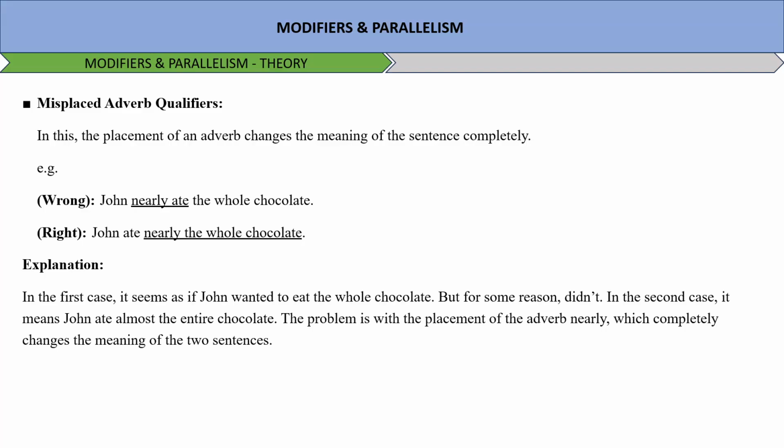The idea here is, in the first case, it seemed as if John wanted to eat the whole chocolate, right? But for some reason he did not. And in the second case, John ate almost the entire chocolate. The problem is with the placement of the adverb nearly, which completely changes the meaning of the two sentences. So such sentences will always be known as misplaced adverb qualifiers.